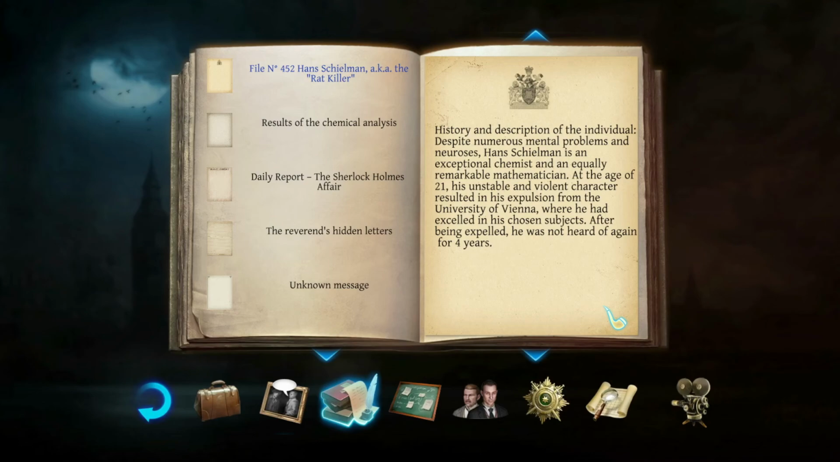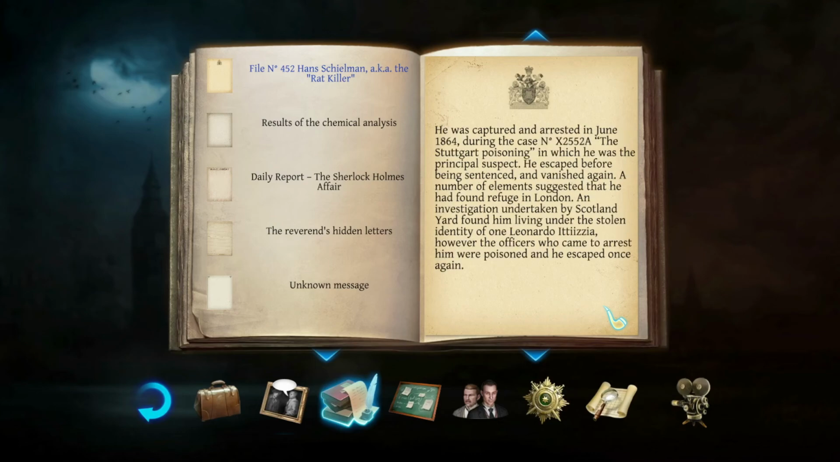Despite numerous mental problems and neuroses, Hans Schielmann is an exceptional chemist and equally remarkable mathematician. At the age of 21, his unstable and violent character resulted in his expulsion from the University of Vienna, where he had excelled in his chosen subject. After being expelled, he was not heard of again for 4 years. He was captured and arrested in June 1864 during the case number X2552A, the Stuttgart poisoning, in which he was the principal suspect. He escaped before being sentenced and vanished again.